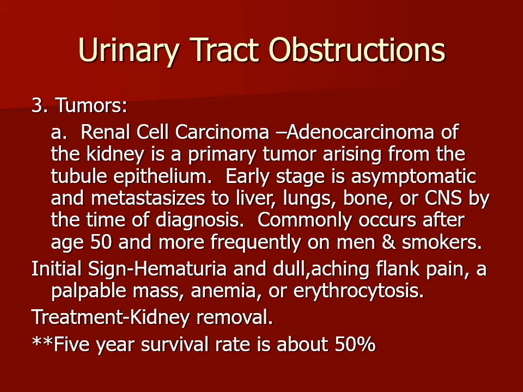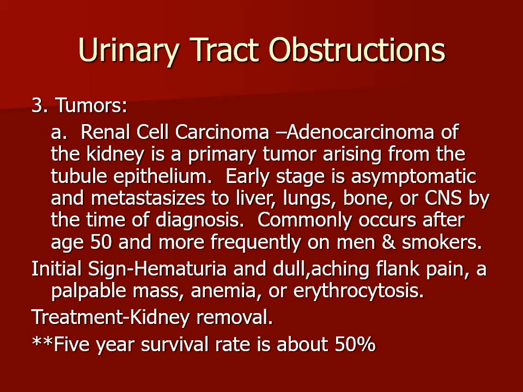Tumors: renal cell carcinoma. Adenocarcinoma of the kidney is a primary tumor arising from the tubule epithelium. The early stage is asymptomatic and metastasizes to the liver, lungs, bone, or central nervous system at the time of diagnosis. Commonly occurs after age 50 and more frequently in men and smokers.